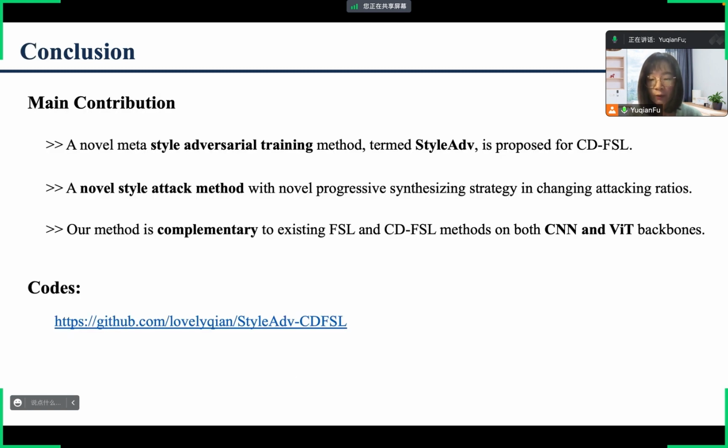In conclusion, we propose a novel style adversarial training method, StyleAdv, for cross-domain few-shot learning. To support the style generation, a novel style attack method is proposed. Also, our method is complementary to existing few-shot learning and cross-domain few-shot learning methods on both CNN and ViT backbones.